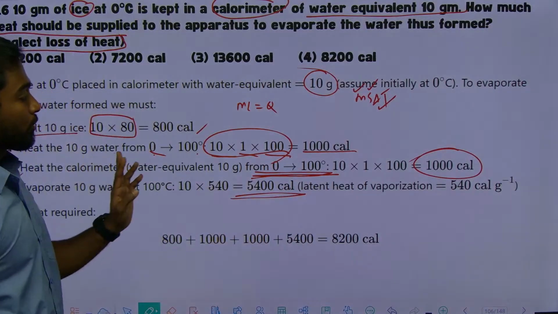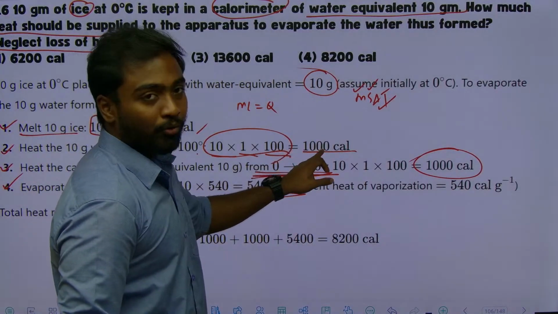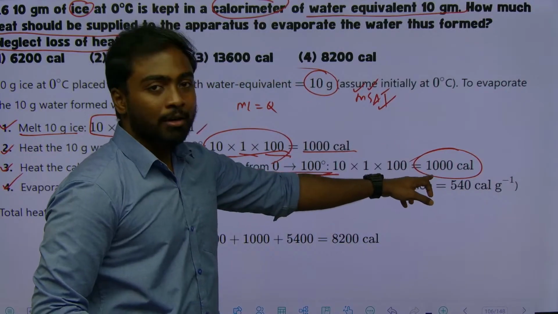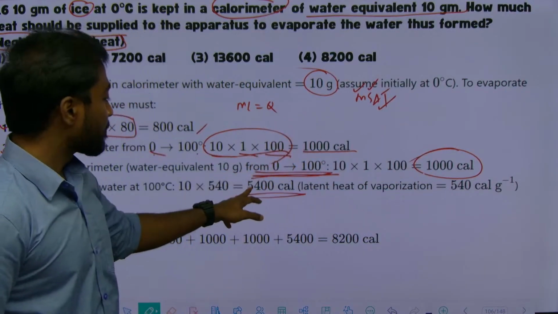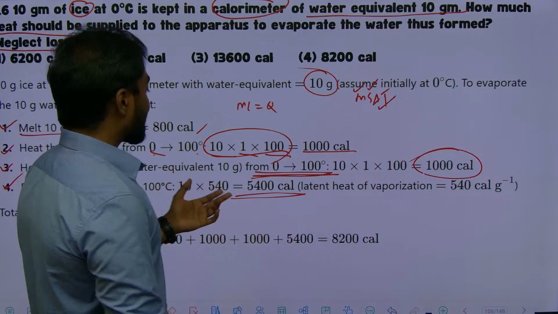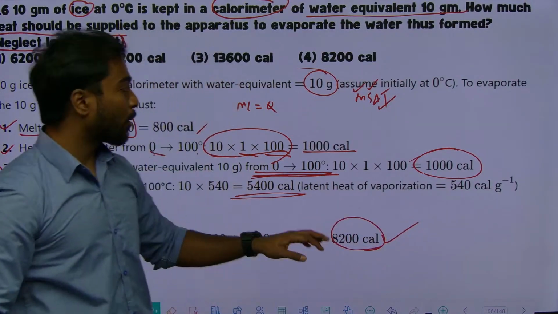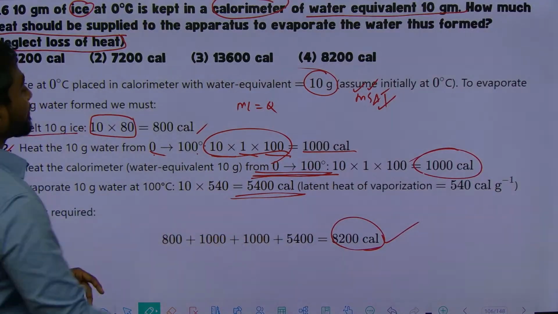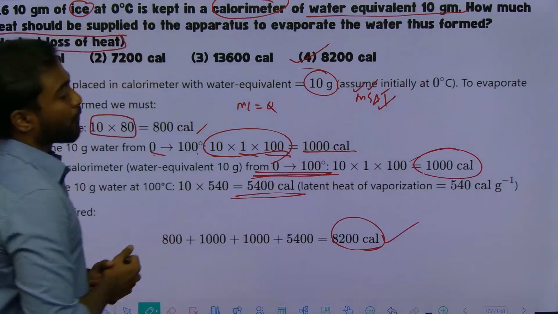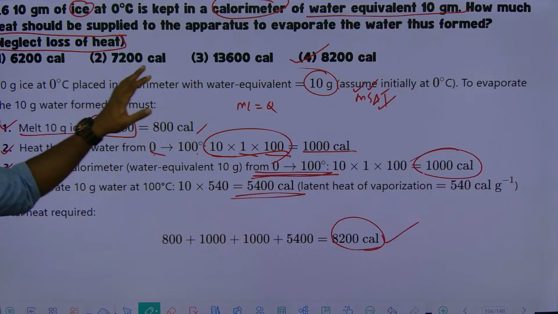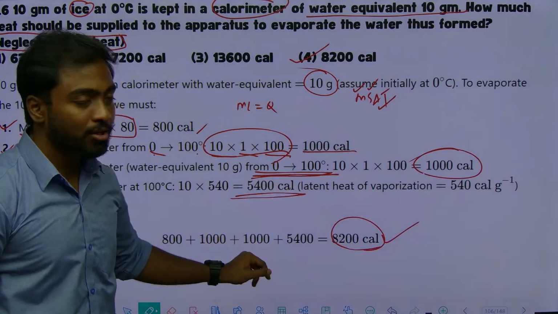So now if you talk about 800 plus 1000, 1800 plus 1000, it is 2800 plus 5400. So we will get 8200 calories. That is the answer. Whoever got 8200 calories, that's the correct answer. Option 4 is the correct answer. Take a look at this question and we can go for the next question.